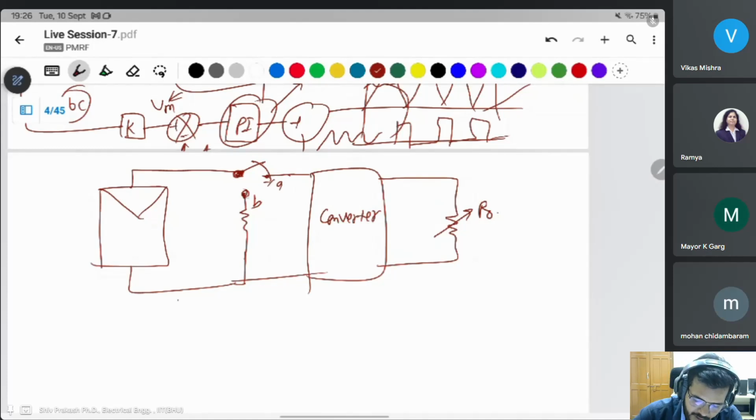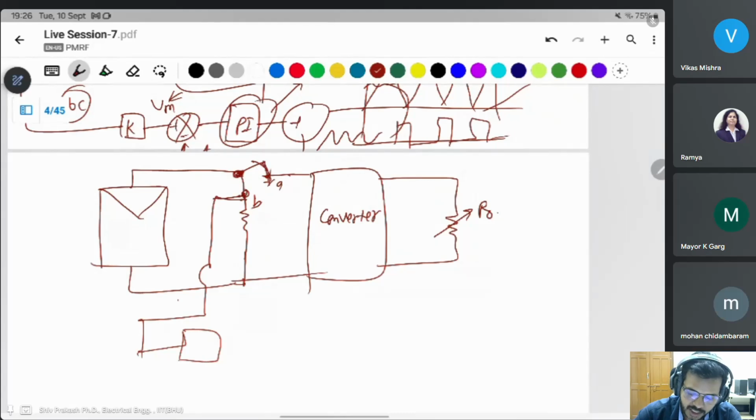Here the voltage is taken from here to here, taken as a sample of this voltage VOC, because if there is an open circuit, it will connect here. There is a resistance, and it is large. This is the large resistance. You can measure the voltage of that one. It's like an open circuit voltage. That measures the VOC. Then after multiplication by K, it will become VM.